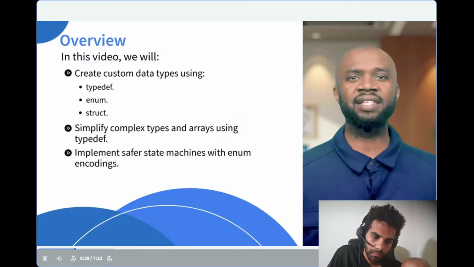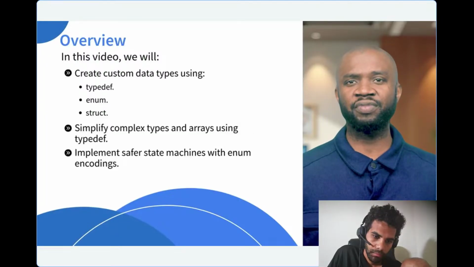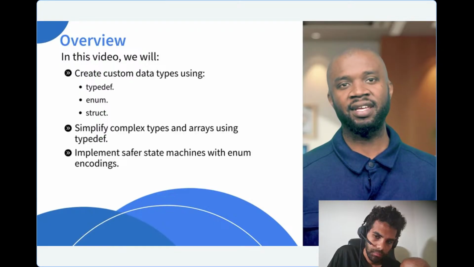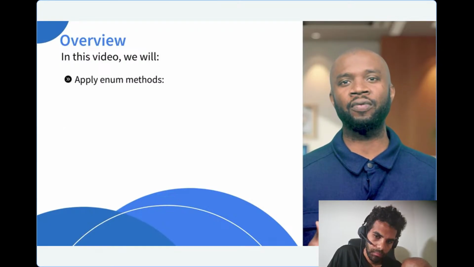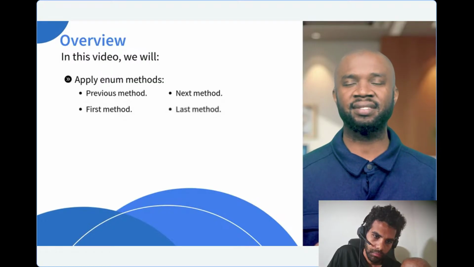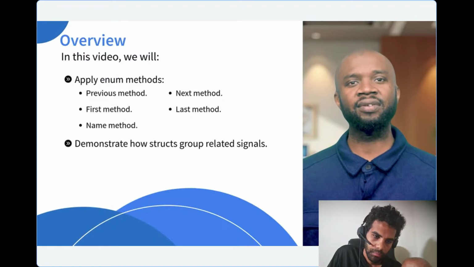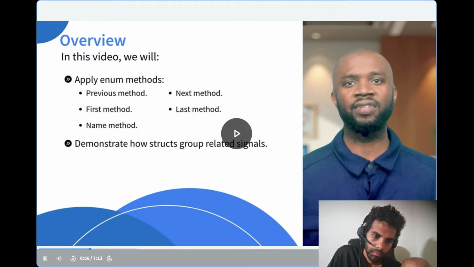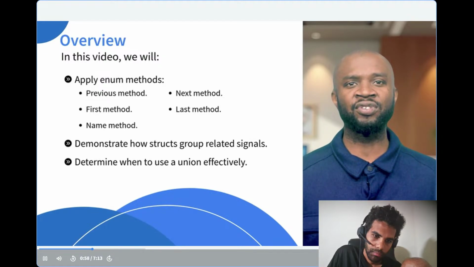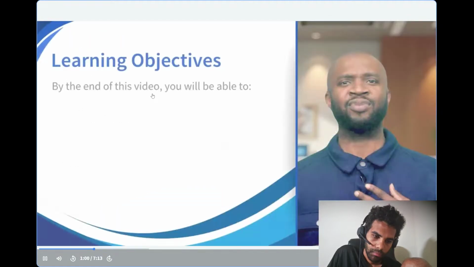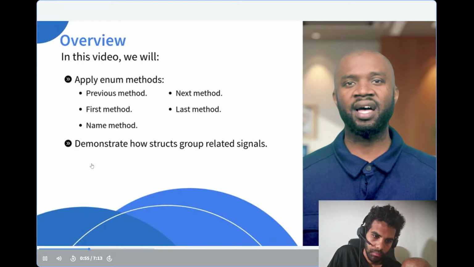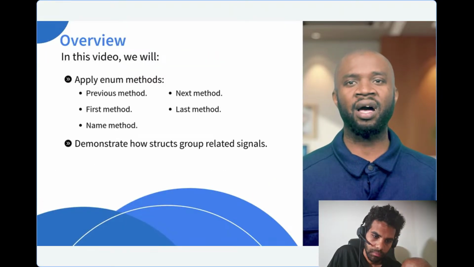We also explain how enums make state machines safer and how to set custom encodings. Then we'll cover practical enum methods like prev, next, first, last, and name. And finally, we will illustrate how struct groups related signals, and when a union might be appropriate.